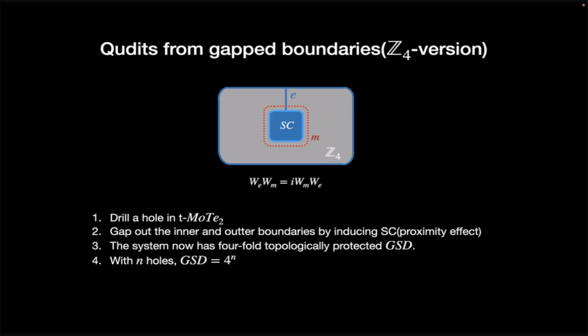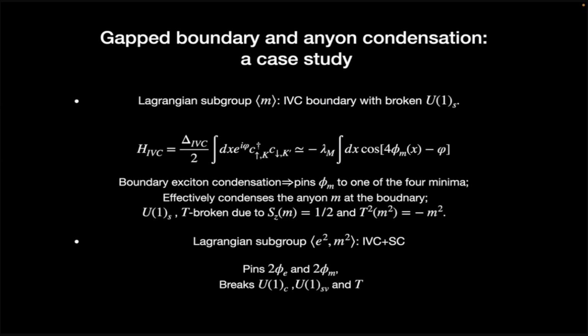Question? Can you go back? I'm a bit confused. So E carries charge 1/2. Yes. And then if I condense E squared and M squared, M doesn't carry charge. Yes. If I condense E squared, why is it a superconducting boundary? Because E squared does not have fractional charge, but it has integer charge. So it still breaks the U(1) charge conservation symmetry. But E squared is not a local object. If I ask what is the local order parameter corresponding to the superconducting order, what is it?